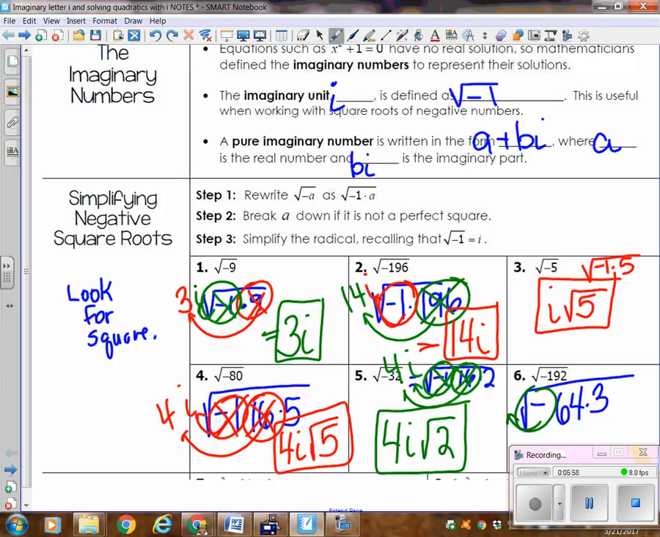Okay, the negative comes out as an i. 64 comes out as 8. 8i square root of 3. All right, so that's our first six intro problems.